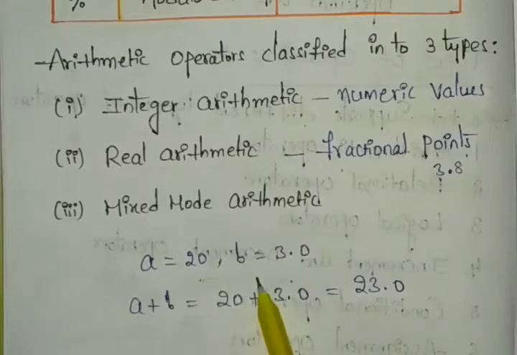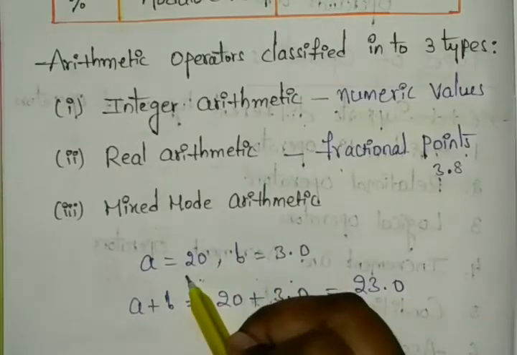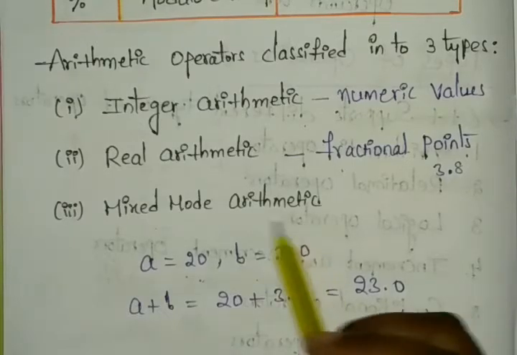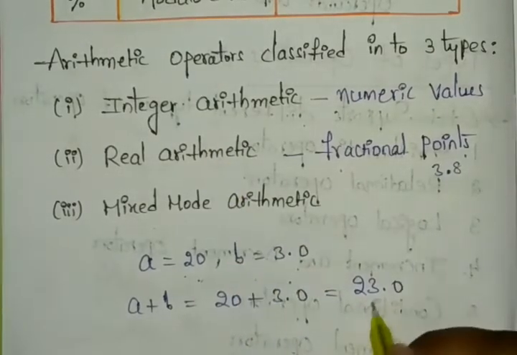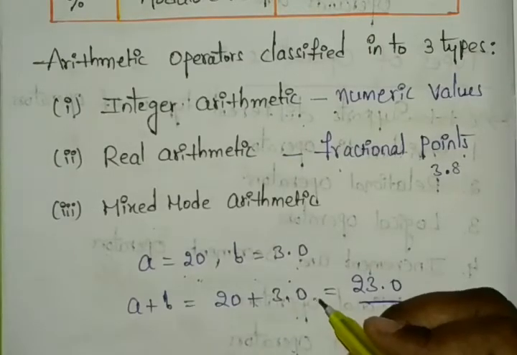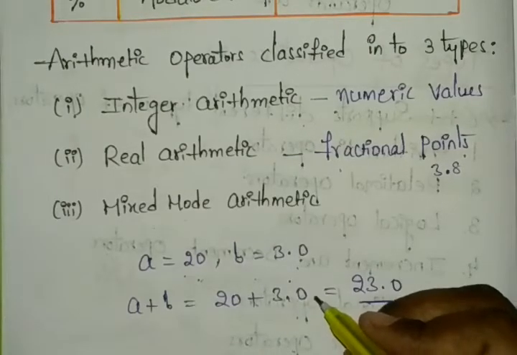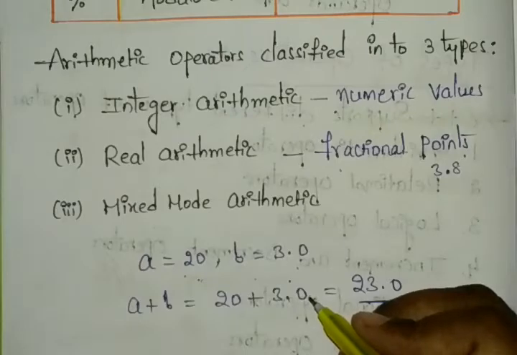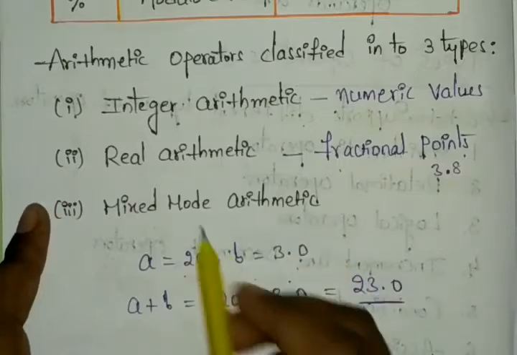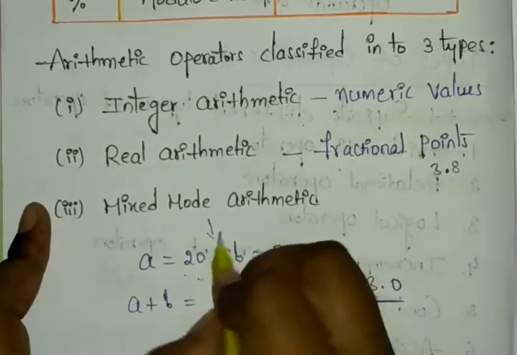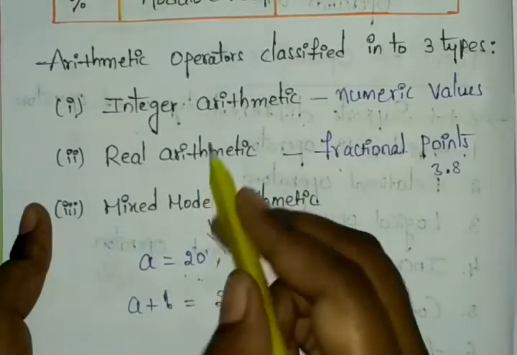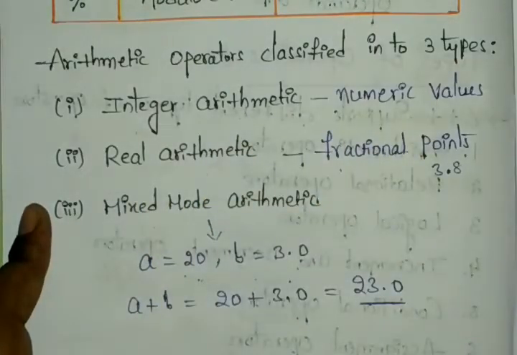So like that here we can do. A is equal to 20, B is equal to 3.0. So this is the integer and this is the real. But it is a combination of both, right? So it will give the fractional result again. Why? Because if you are including integers with fractional values, it will give the fractional only. That's why we call this the mixed mode. Why do we call it mixed mode? This is the combination of the integer arithmetic and the real arithmetic. These are our arithmetic operators.